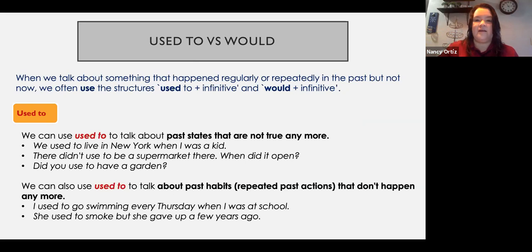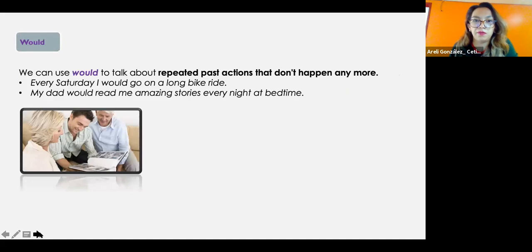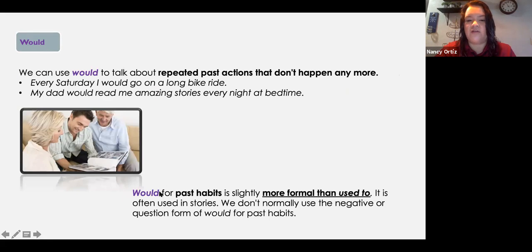Teacher, can you pass to the following screen? Yes, that one. And here we said it's for repeated actions. Just remember, for past habits or repeated actions, would is considered more formal. And it's very weird to use it in negative. Possible, yes, but very weird. It doesn't sound natural. So for negatives and questions, we use used to. Okay?